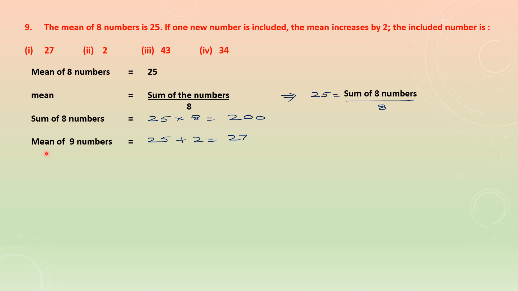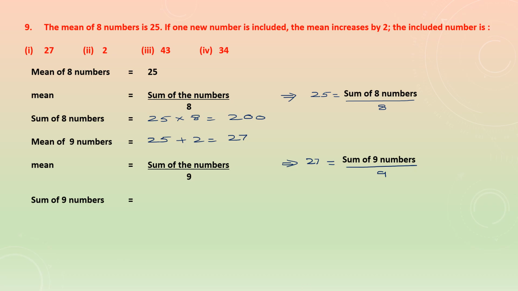With the help of this formula, we're going to find the sum of 9 numbers. The formula is the sum of the numbers divided by 9. Now we already know the mean. Mean is 27. This is equal to the sum of the numbers divided by 9, because we have 9 numbers here. Now to find the sum of 9 numbers, we have to multiply 27 into 9. So the sum of 9 numbers is 27 into 9, which is equal to 243.